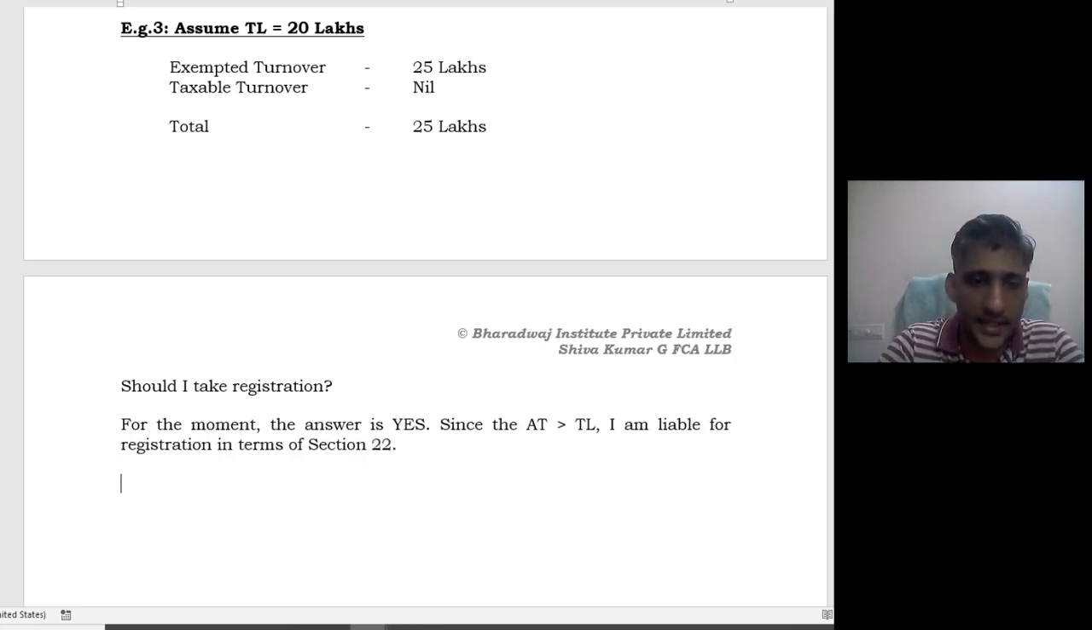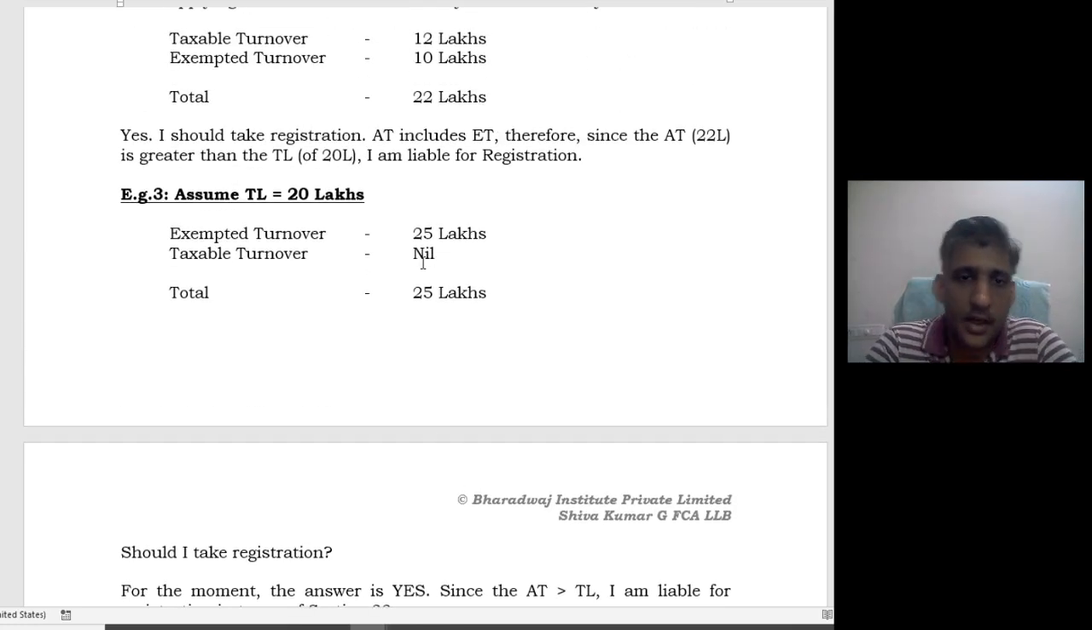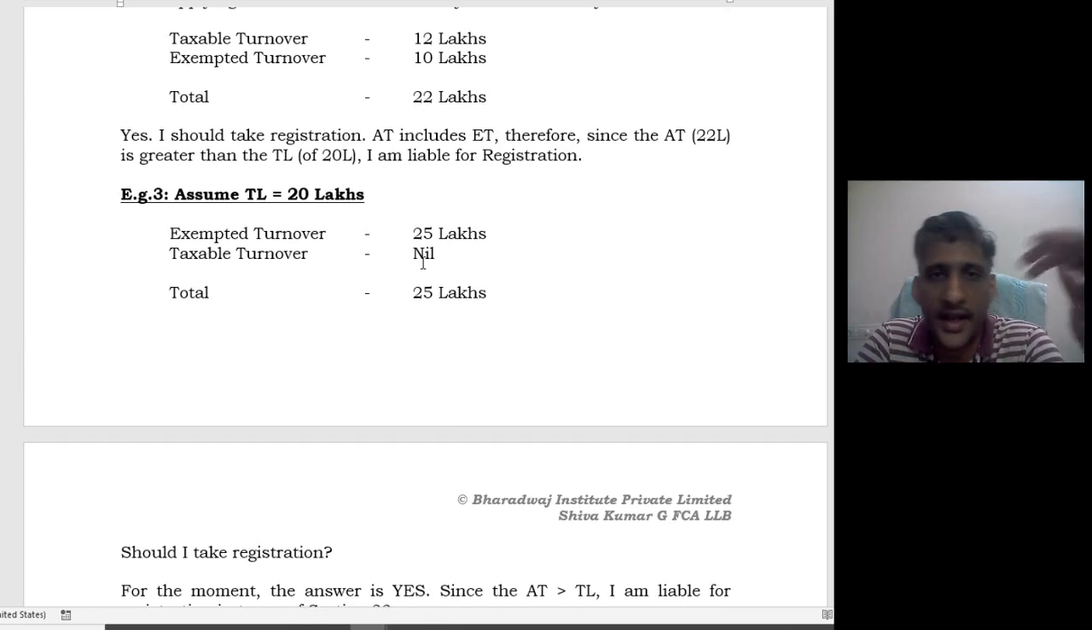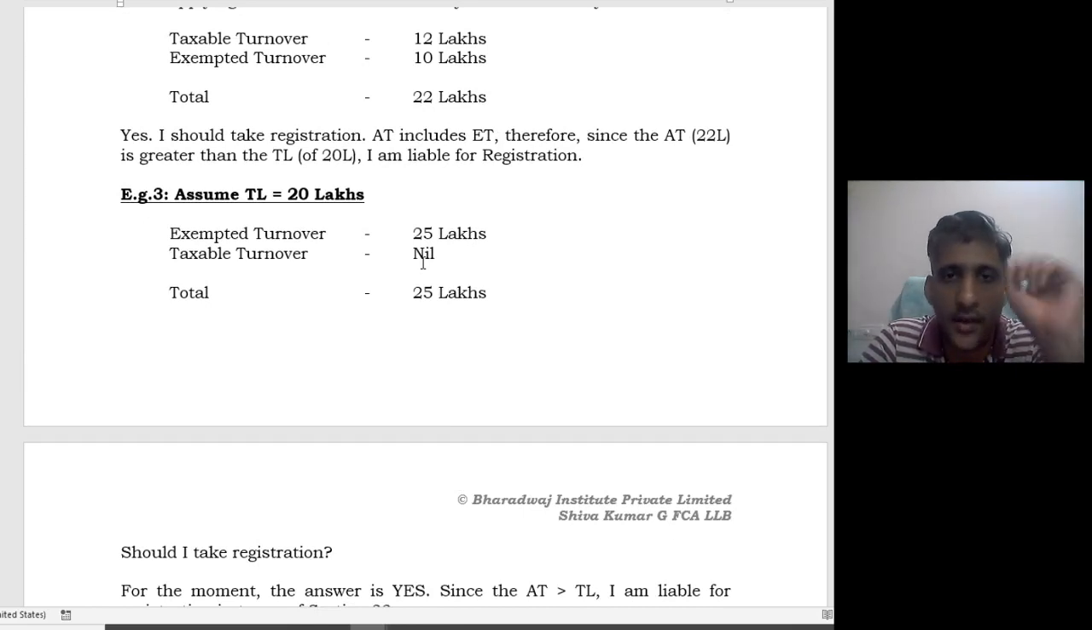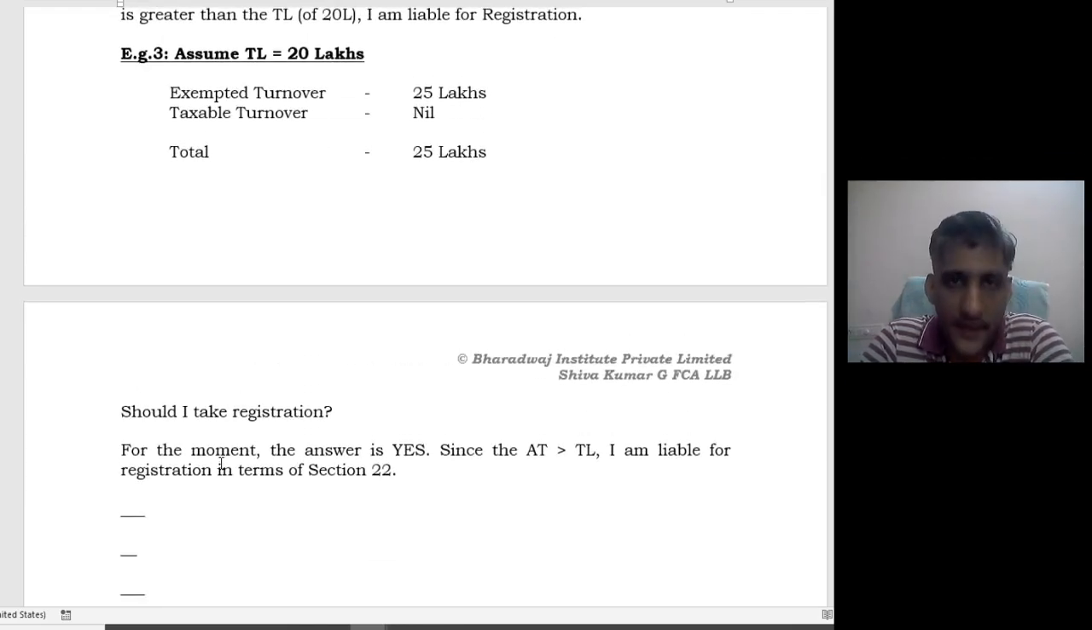But we have to write some more here, so leave some space. It doesn't matter whether taxable is more than 20 or exempted is more than 20. What you should see in section 22 is whether the aggregate turnover is more than 20 lakhs. You need not bother about small things. This is example number 3, and this is not the final answer.